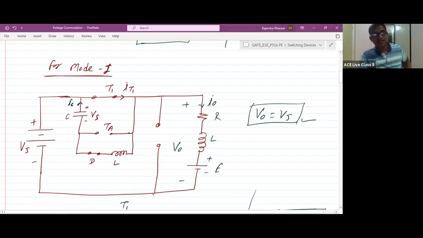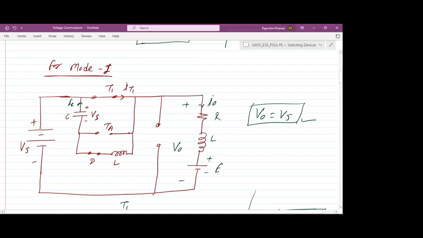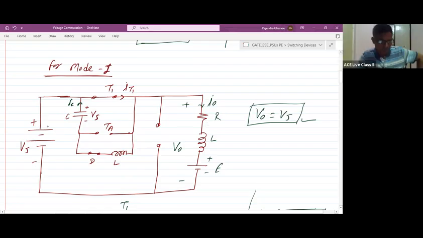Whereas in the next interval we discussed, which I think is mode 4, the resistor is there in the picture, but due to the supply voltage, the capacitor charges to the reverse polarity.